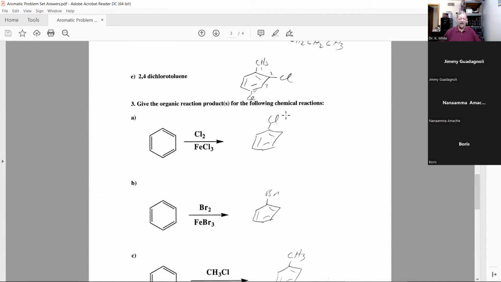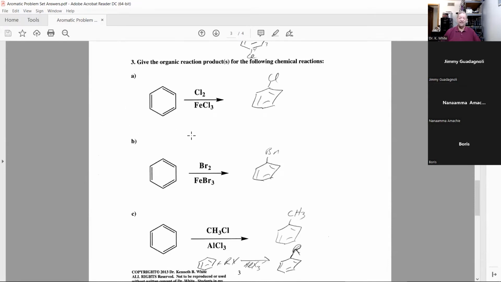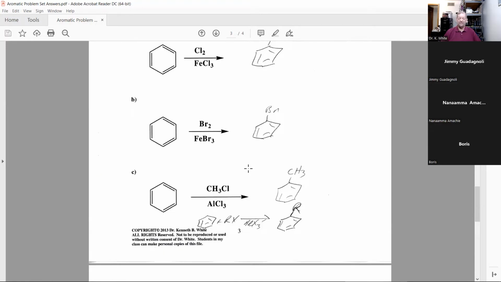If we look at A, halogenation, A and B are the only reactions I can ask on test 1. And here they are. When you have a halogen plus ferric trihalide, either bromine or chlorine, you replace the hydrogen with a halogen. Remember, this is a substitution reaction. You almost never break the double bonds in a benzene ring.